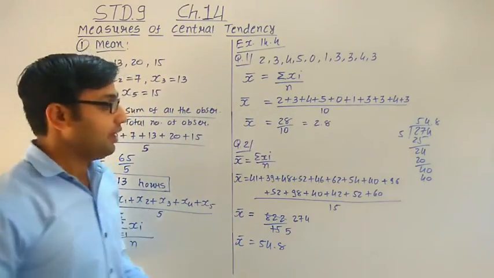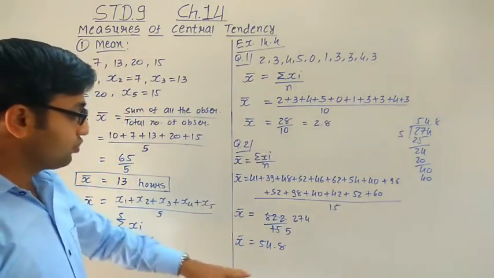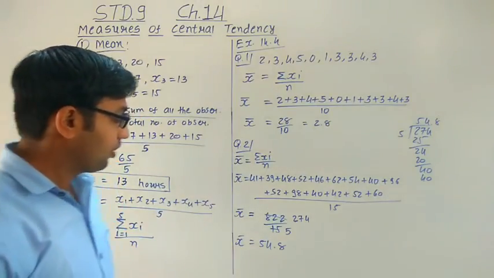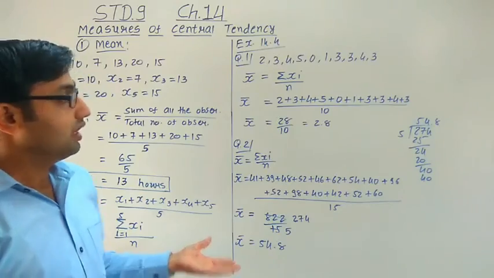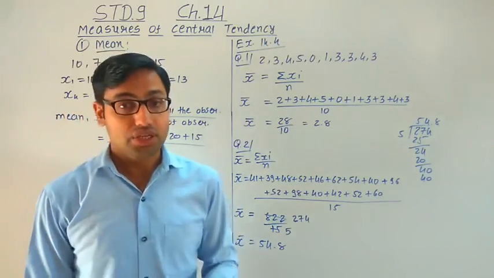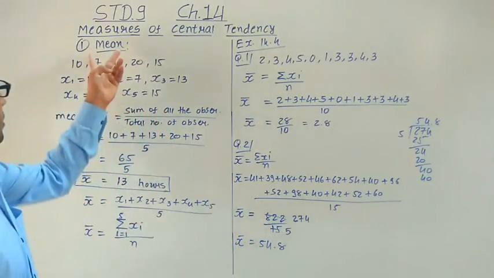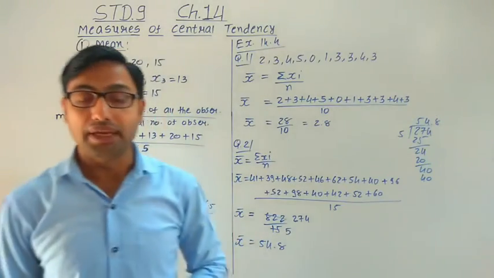So the mean average marks of the 15 students here is 54.8, right? And we can also call this the average. Average and mean are similar words. So this is the first measure of central tendency, that is mean.